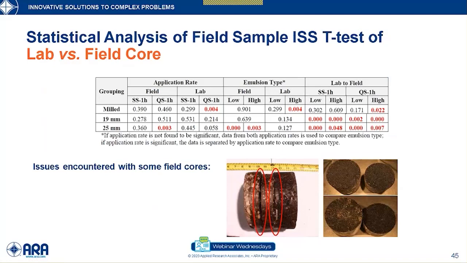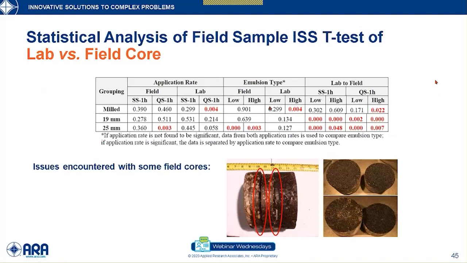Statistical analysis was also performed with a t-test to see the performance of lab versus field cores. We have 2 application rates, but application rate doesn't have a significant effect. We have 2 emulsion types, but emulsion type doesn't have a significant effect. But the difference between lab and field samples has a significant effect. You can see that in 9 out of 12 combinations, there is a significant difference between lab samples and field samples.